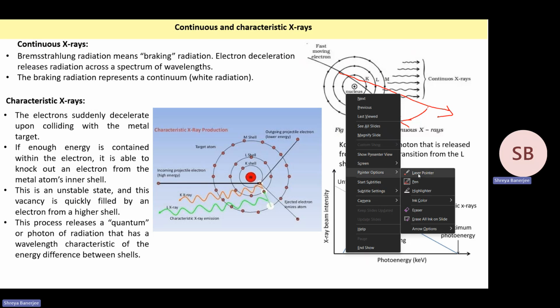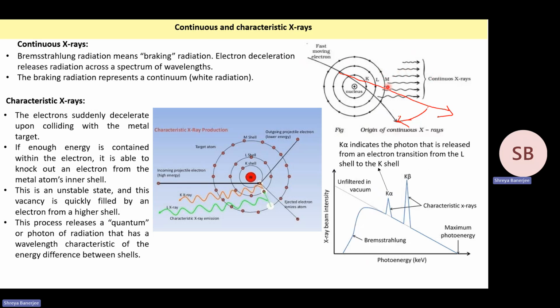This loss of acceleration leads to the emission of energy in the form of X-rays, and these are called continuous X-rays because if you see this graph, on the y-axis it is the intensity, on the x-axis it is the energy. Continuous X-rays don't have a specific energy. They have a range of energies. You can see this broad envelope that if you exclude these two sharp peaks, there is a broad envelope. And this broad envelope is the continuous X-ray or the Bremsstrahlung radiation, also called braking radiation.